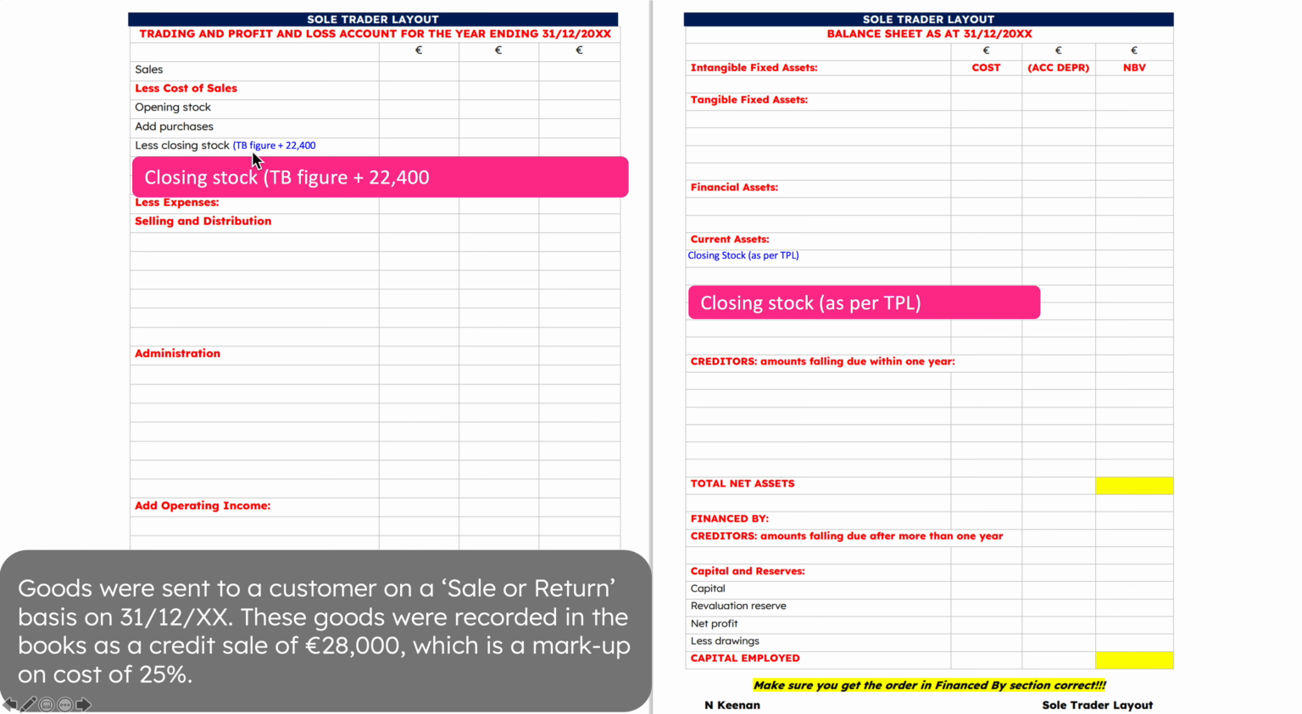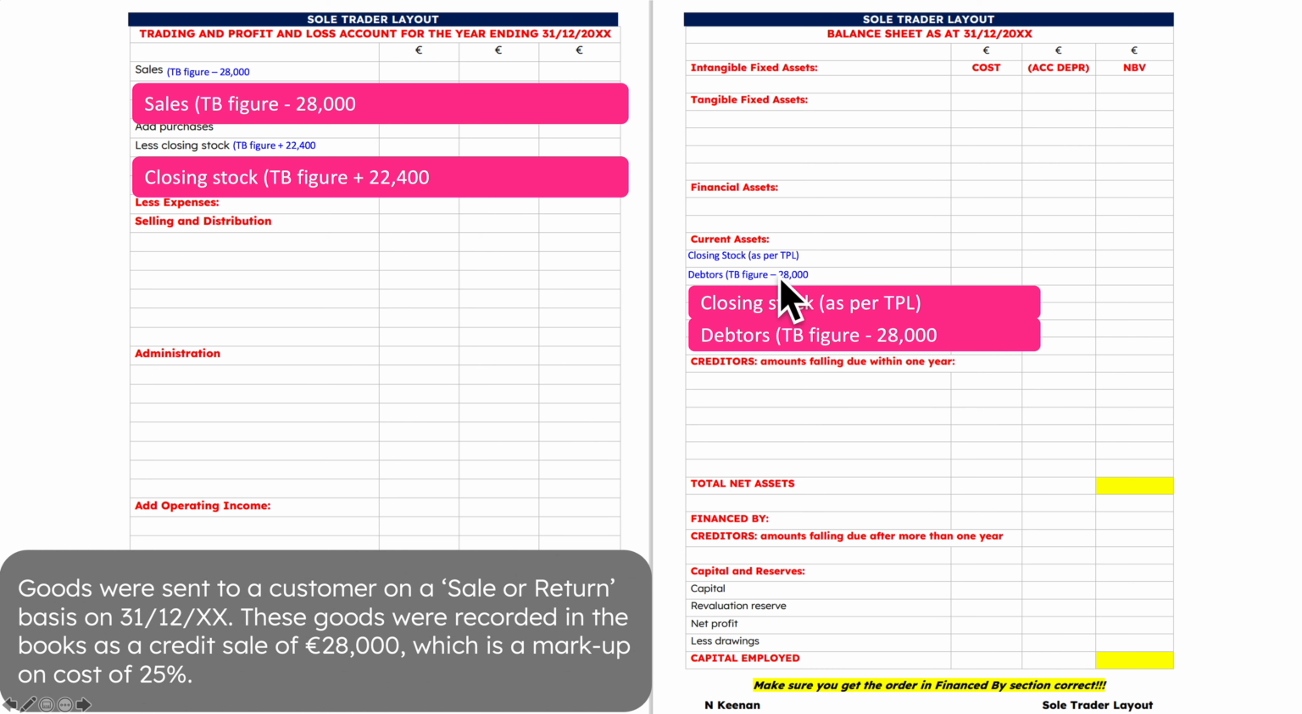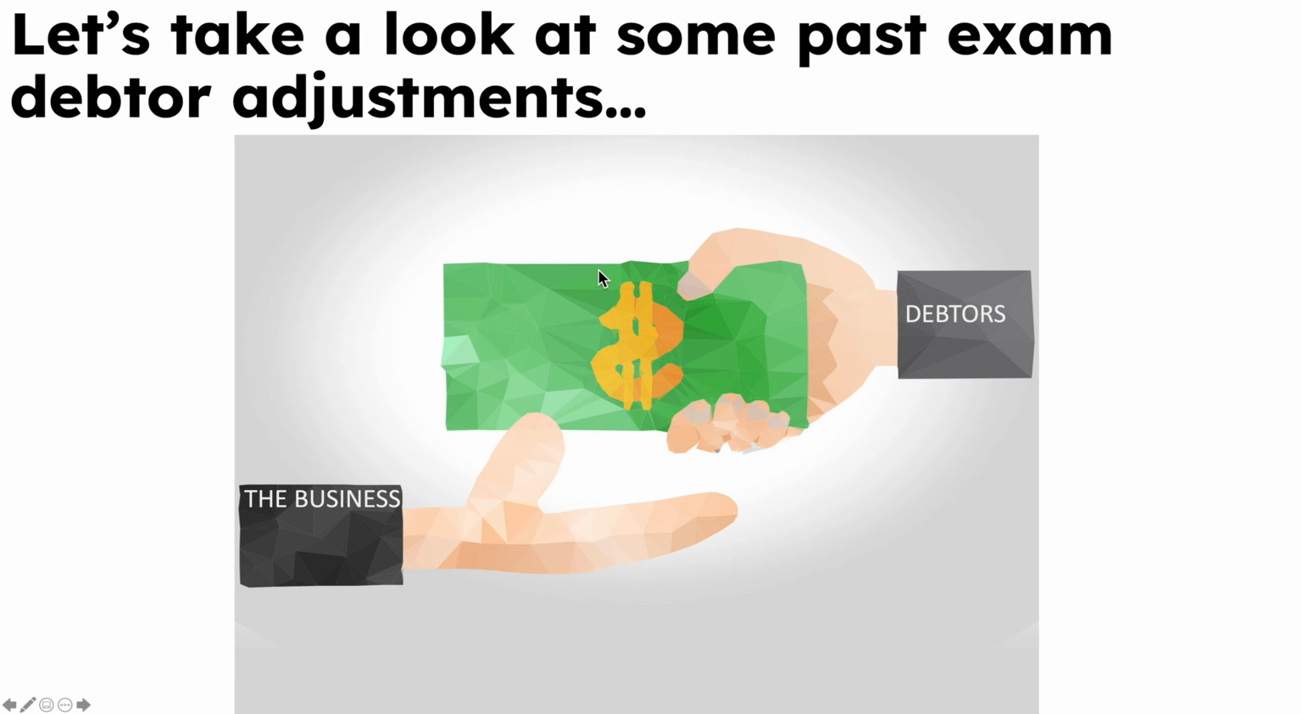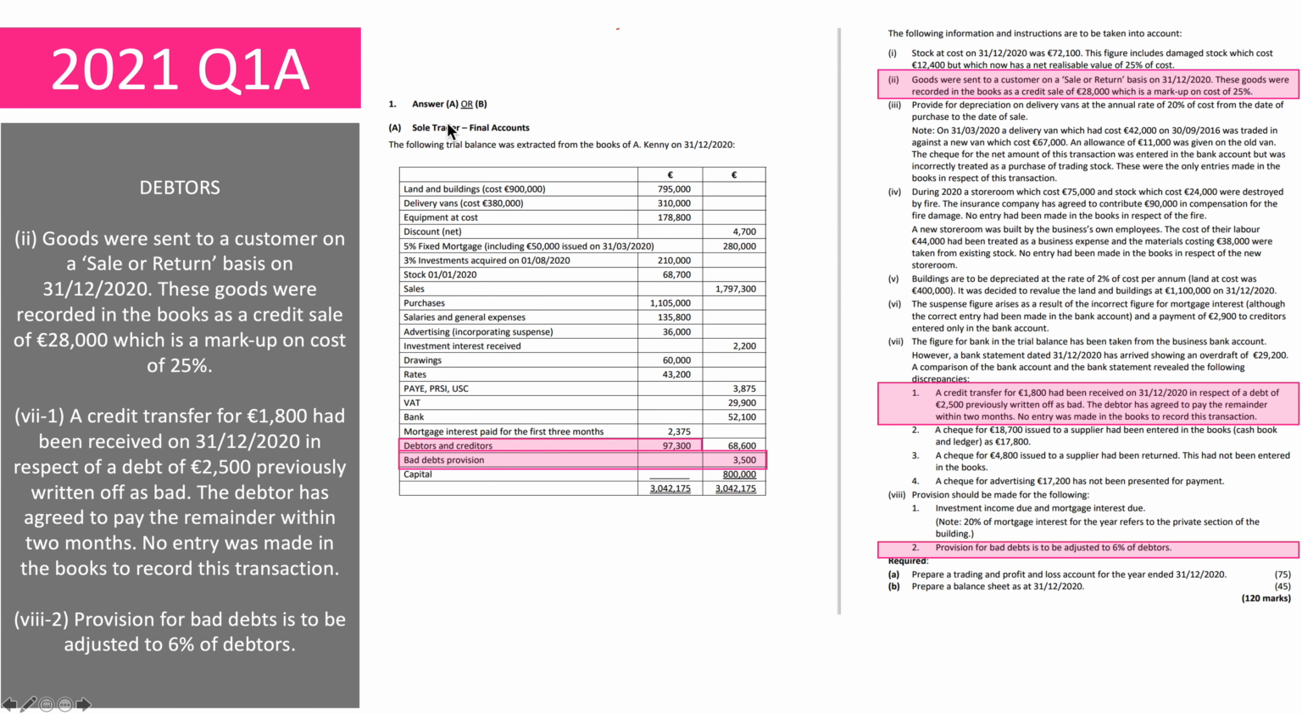It'll actually be the figure that you have been told in the adjustment, and add the cost price here. So add 22,400. And then the sales, you take away 28,000 from the figure in the trial balance, and the debtors, you take away 28,000 from the figure in the trial balance. So we're now ready to take a look at some past exam papers, so some past debtor adjustments.